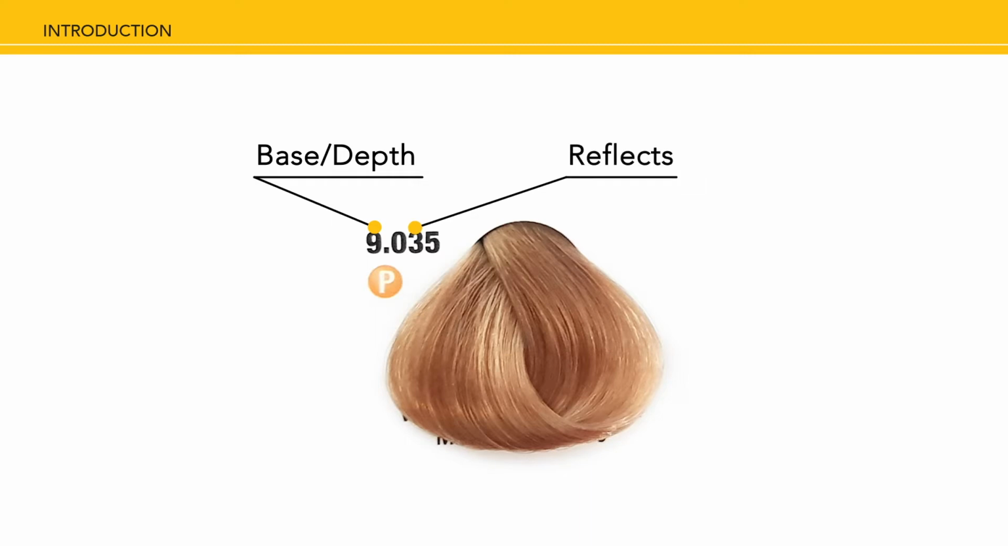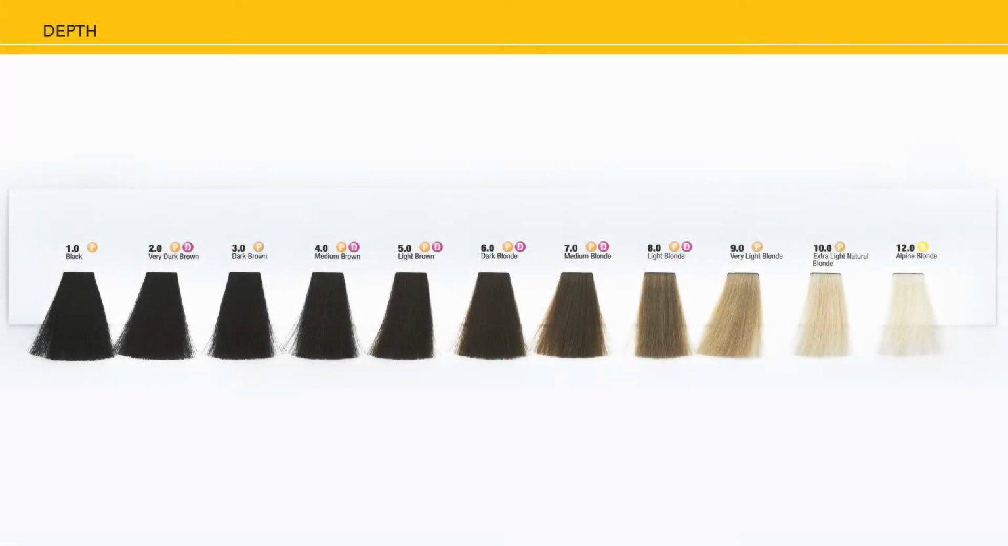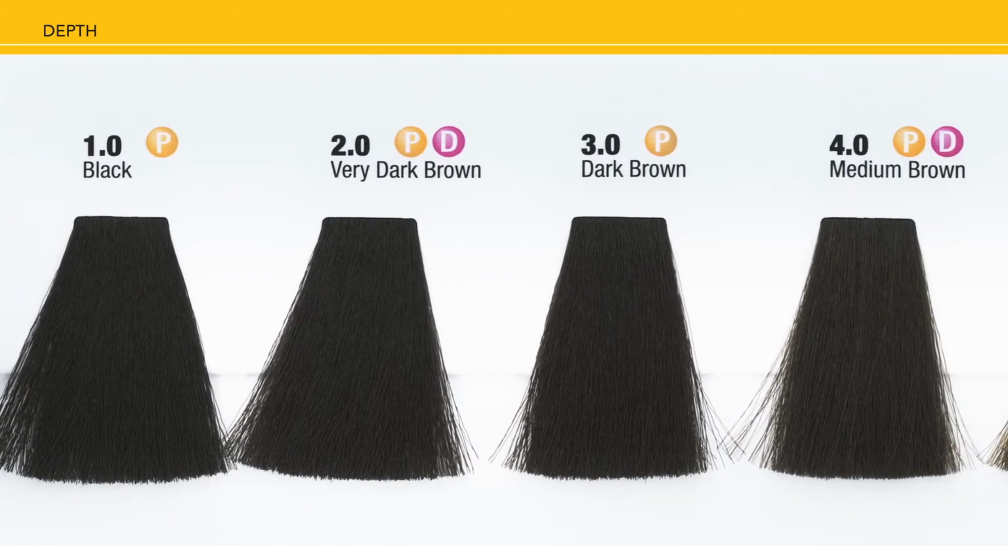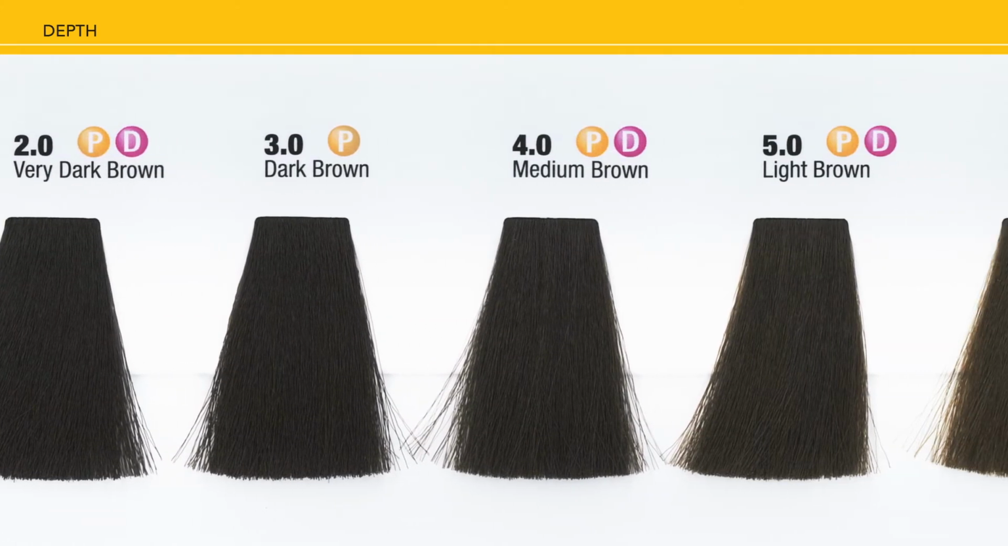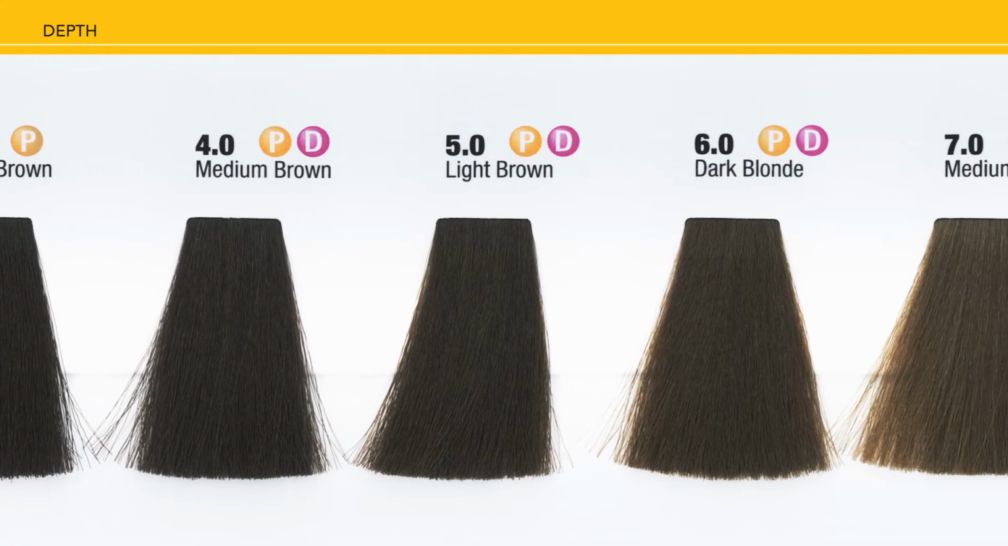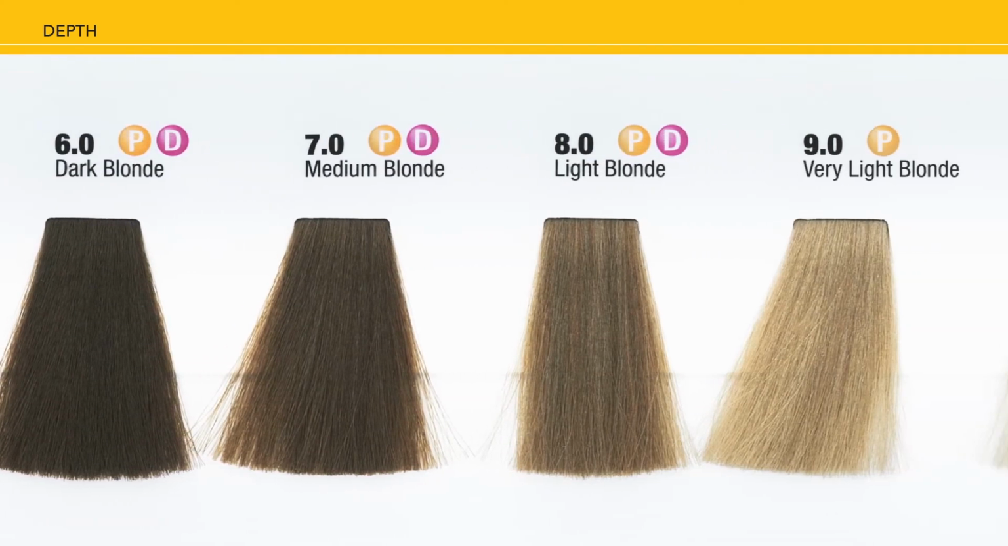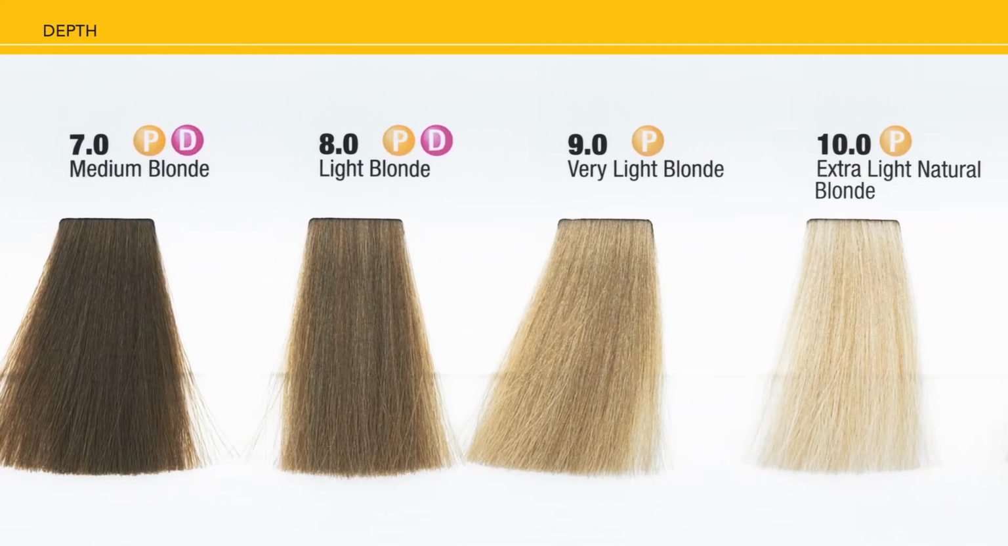On our colour chart, the numbers, depending on their position to the decimal point, represent the depth, how light or dark a colour is, or the reflect and tonal value, the colours that we see. Our colour's depth, the number to the left of the decimal point, represents how light or dark our colour is. At the bottom, we have 1 being our darkest at black. Moving up the shades, we have 6 in the middle with dark blonde, and at the lightest, a 10, an extra light blonde at the top.